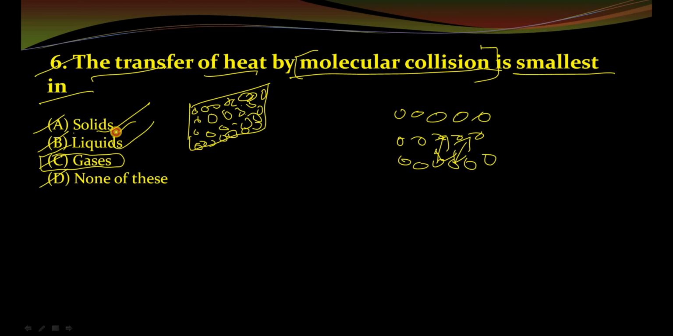And in solids we know the conduction happens due to the free electrons. That free electrons provide the energy to the adjacent layers, and the vibration or the molecular collision occurs. That's why the right option will be C, that is gas, right? That's why option C is the right option, because we are talking here about the molecular collision.